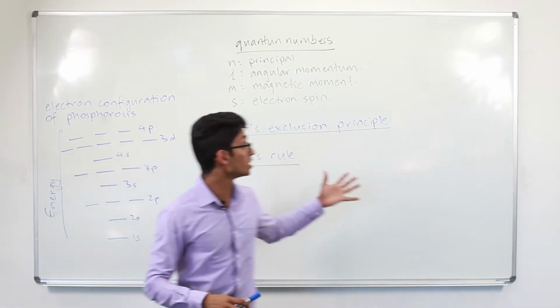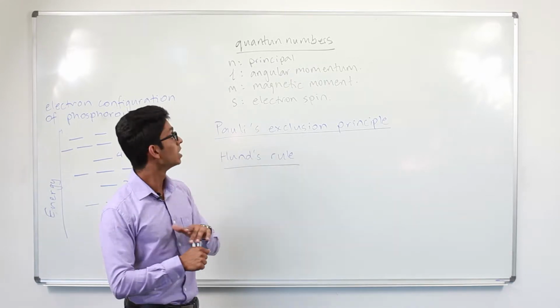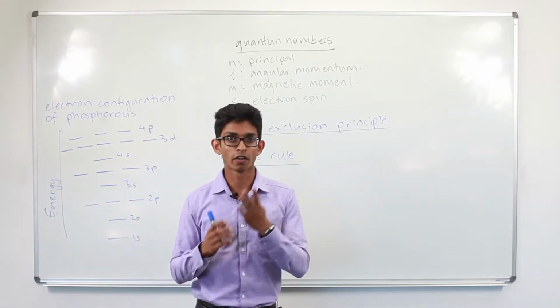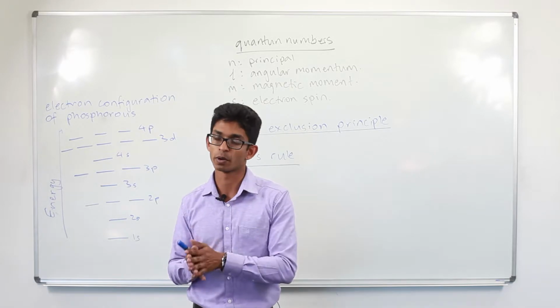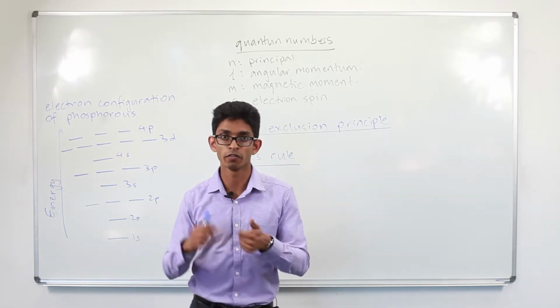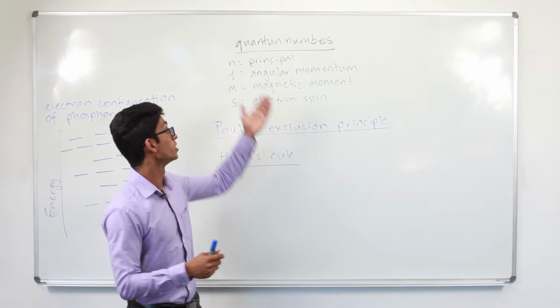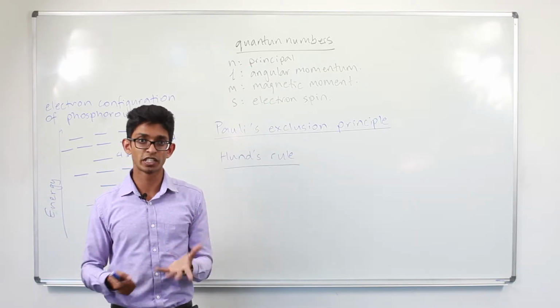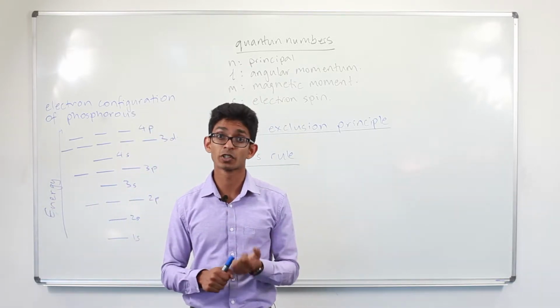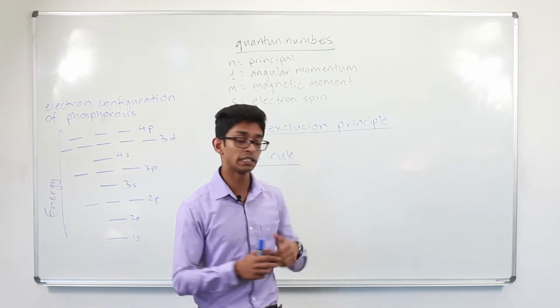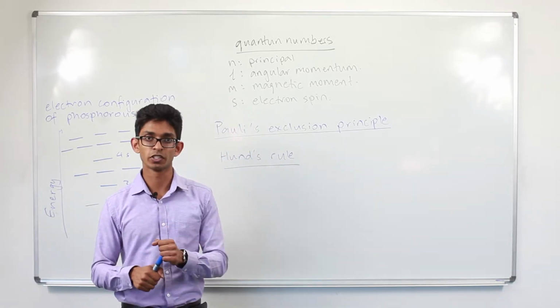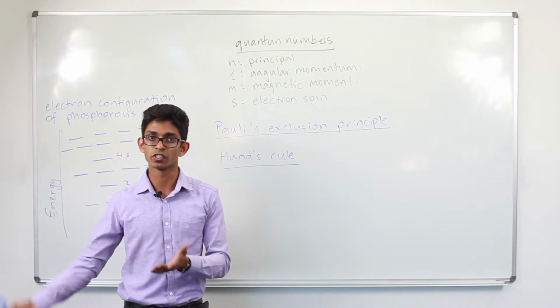Now, how do quantum numbers relate to this? In quantum mechanics, there are 4 quantum numbers that relate to electron properties. These 4 quantum numbers are, first, the principal quantum number, which is denoted by n. That really tells us which shell our electron is in. For example, if n is equal to 1, our electron is in the first shell. If n is equal to 2, our electron is in the second shell, and so on.